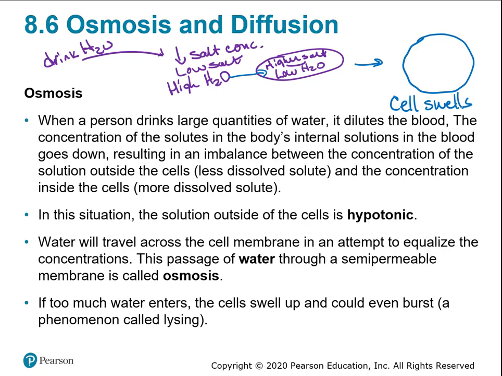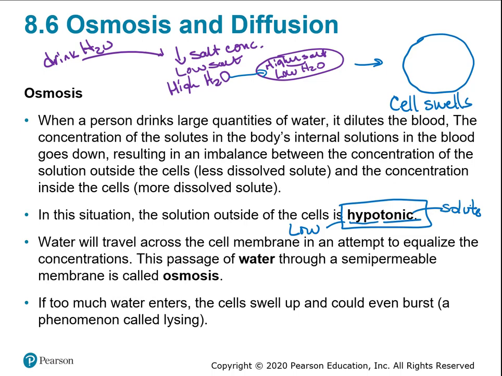That condition of having this low salt, higher water concentration outside of a cell is a term they call hypotonic. So the term hypo means low. Tonic is solute. So if you have a lower than normal solute condition, this can cause cells to change shape, cause water to move into them.